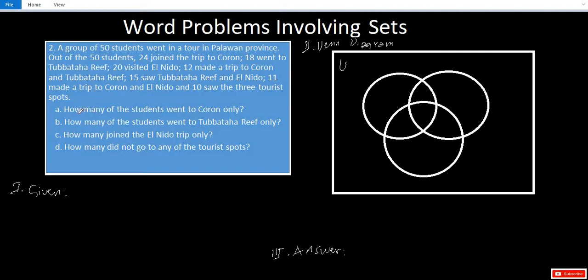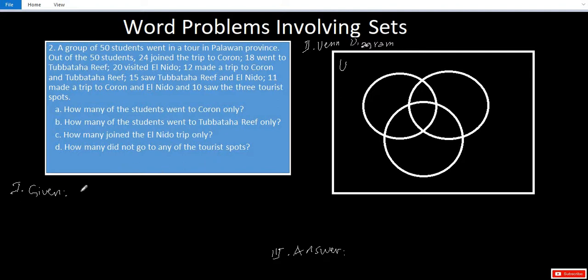Questions: How many of the students went to Coron only? How many of the students went to Tubataha Reef only? How many joined the El Nido trip only? How many did not go to any of the tourist spots?